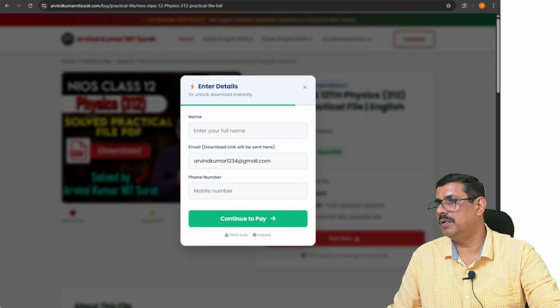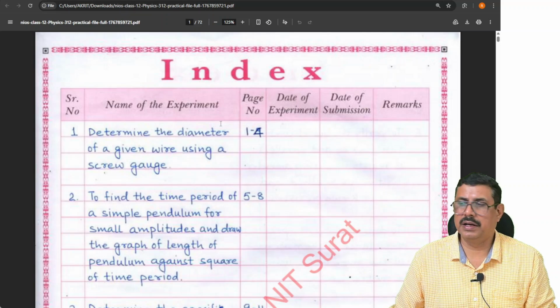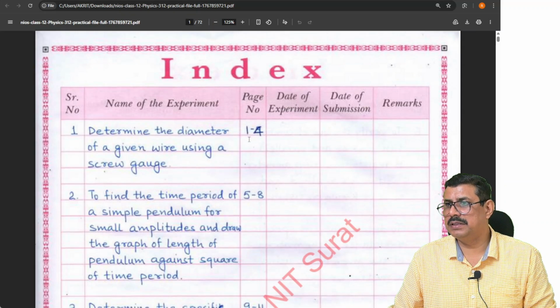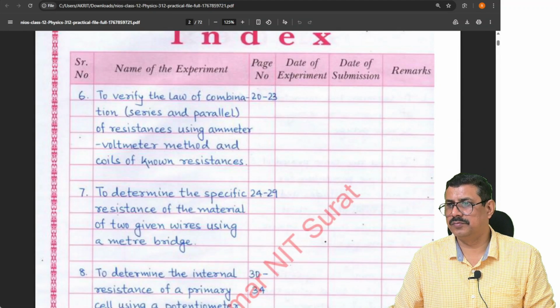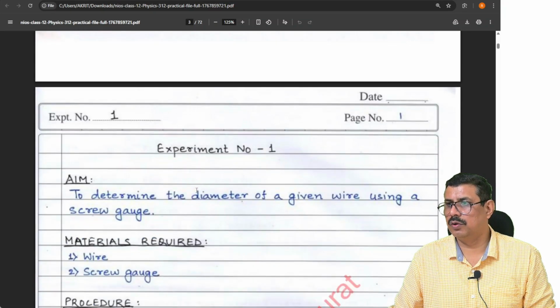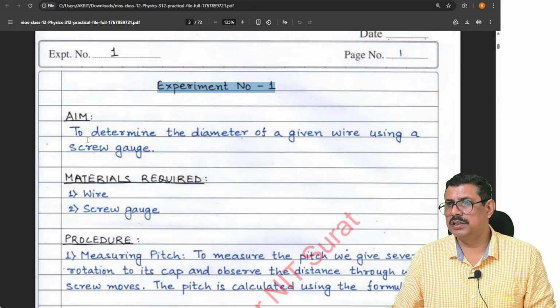In the scan copy, what will you get? This you will get. You will get the index page. In the index page, 10 practicals are written. Okay. So coming to the first practical, experiment number 1. So this is experiment number 1.